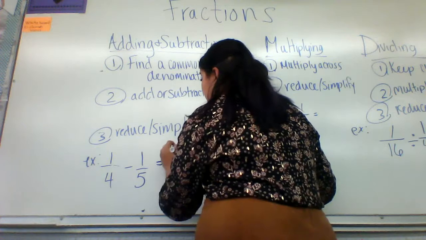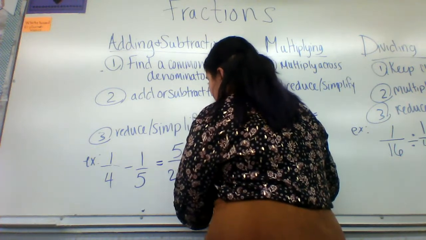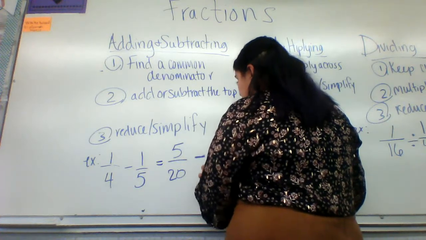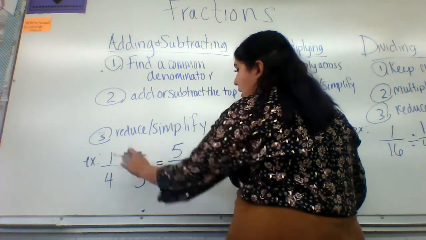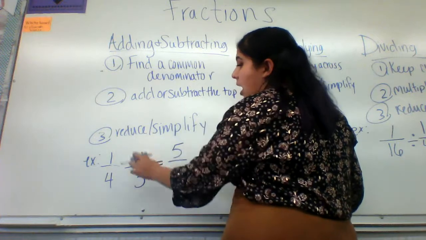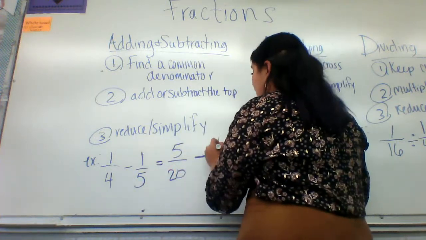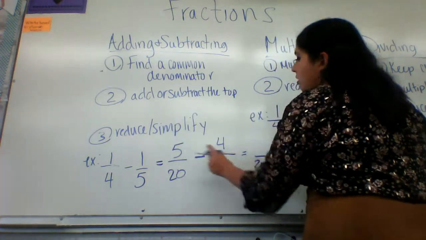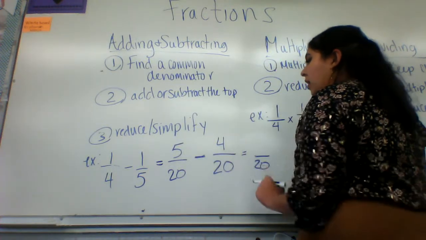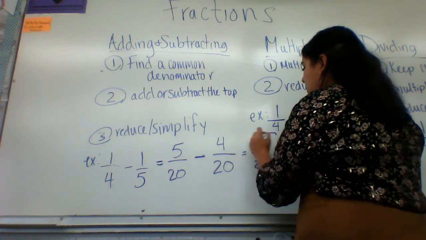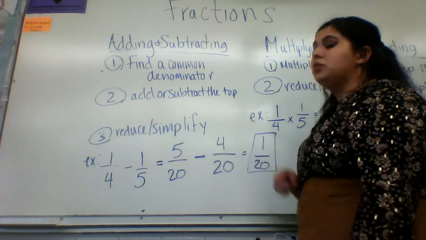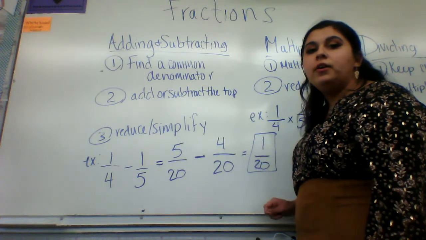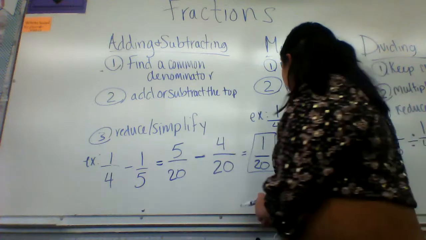So 1 times 5 is 5. Then I'm going to do 1/5. 5 to get to 20 is times 4. So I'm going to times 4. And what I do to the bottom, I have to do to the top. So 1 times 4 is 4. Now I subtract the tops and I'm going to keep the bottom the same. So 5 minus 4 is 1. So my answer would be 1/20. Reduce or simplifying would mean that if I can make this any smaller, I would. If this was a 2, I could, but it's not, so I'm good.